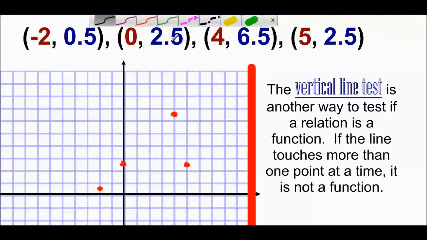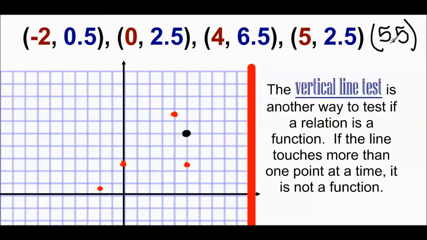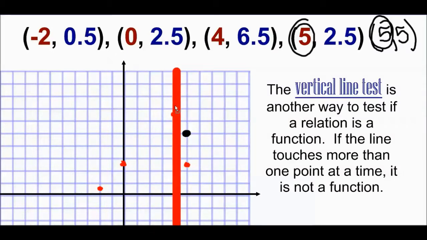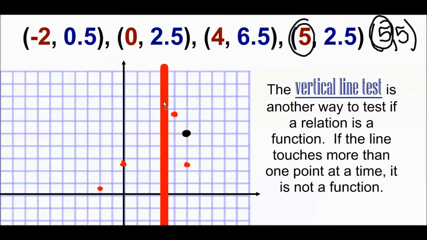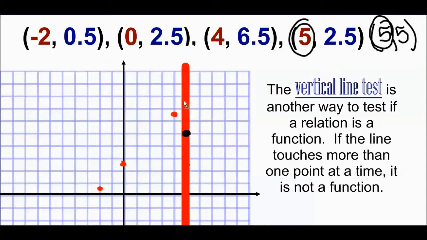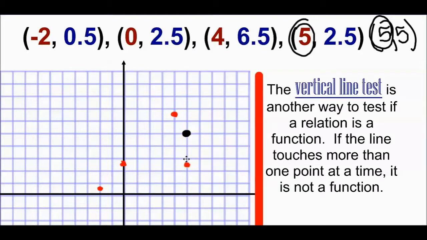So for instance, if I had added a coordinate right here, that coordinate is positive 5, 1, 2, 3, 4, 5. If I had added 5, 5 is a coordinate, notice that x value is being repeated. And when I do that and I pull my vertical line across there, I see that it's crossing 2 points at once, which is a no-no. That function then would not pass the vertical line test, and actually it wouldn't be a function. That relation wouldn't be a function.